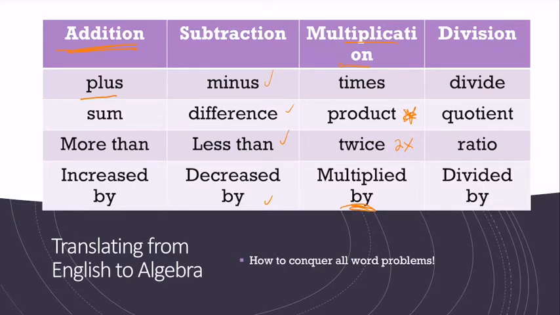When it comes to division, the one word that typically trips people up is quotient. Remember, quotient is another word for division. I could also ask you to take the ratio. So the ratio of 3 over x would be another way I could ask you to divide two numbers. So here's a nice handy dandy little cheat sheet on translating from English to algebra.